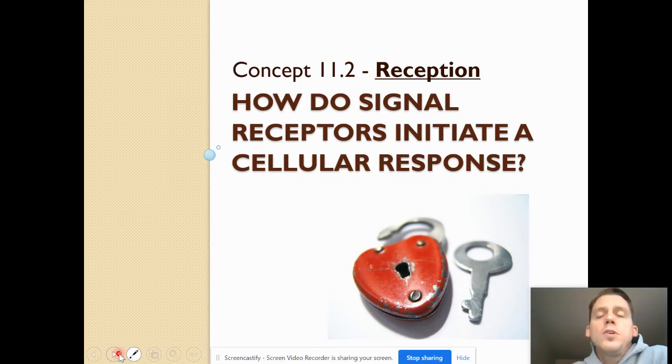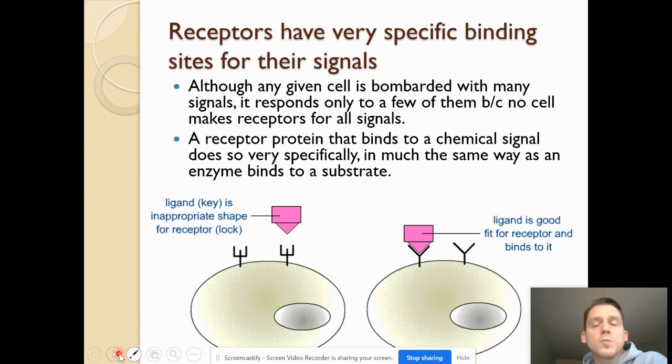All right, so how do signal receptors initiate a cellular response? Well, receptors have very specific binding sites for their signals. Although any given cell is bombarded with many signals, it responds to just a few. So here we have the signal, which we are going to start calling a ligand. I would underline this term. Notice that the ligand cannot fit into this receptor. This is the wrong receptor for the ligand, so it is not going to work. Over here, we have a cell that does have the right receptor, so the ligand can fit. So this would be correct reception. And then we have transduction, and we will have some sort of response.